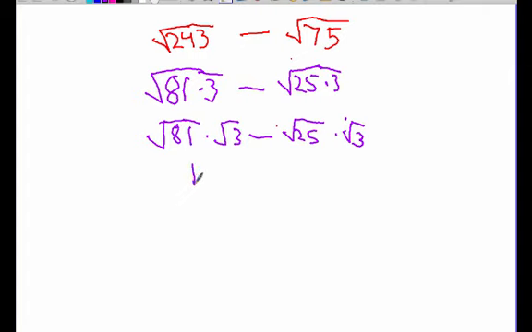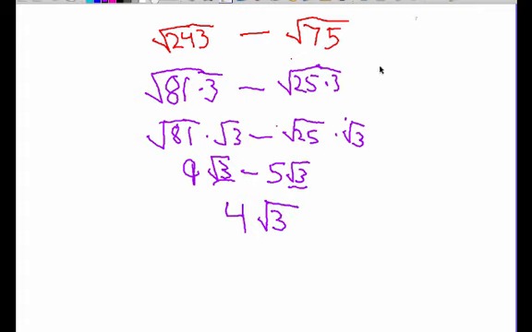Simplify. Square root of 81 is 9. Square root of 3 we don't know, so that just stays square root of 3. Over here, square root of 25 is 5. Once again, square root of 3 stays square root of 3. Now, we have like radicals, don't we? So now we can combine these. 9 minus 5 is 4. And that's times the square root of 3.